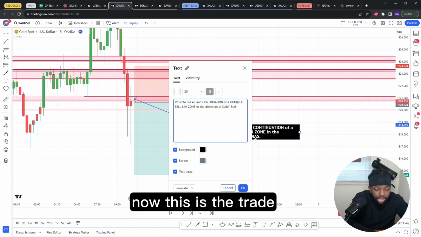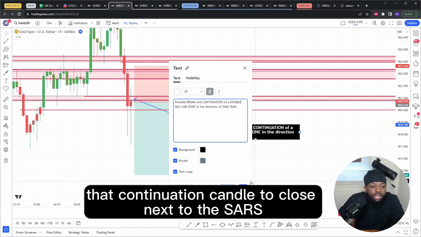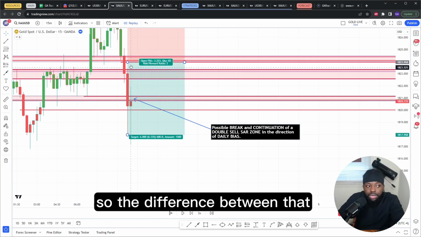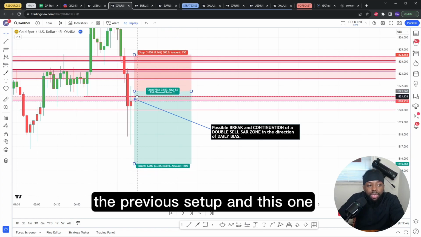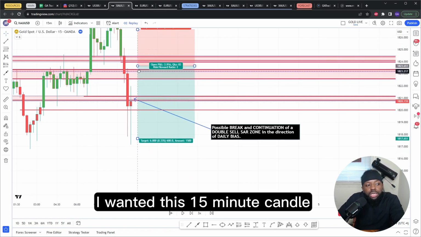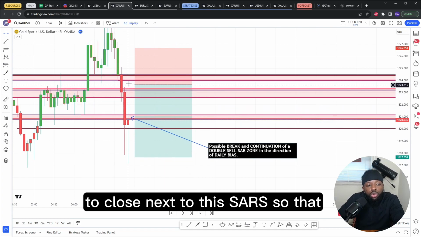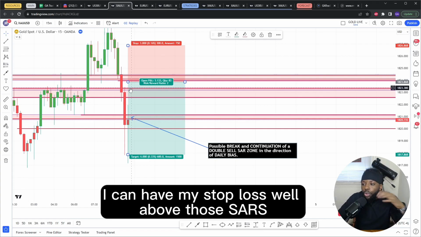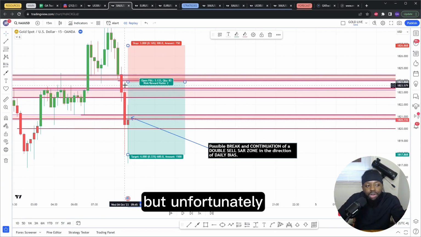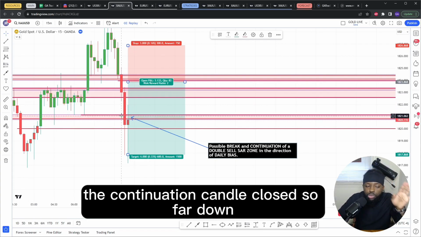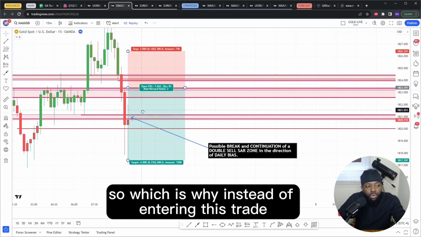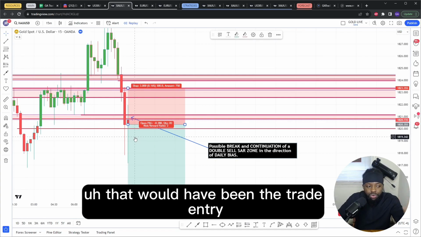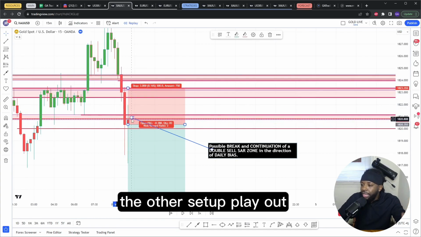Now this is the trade, and I wanted that continuation candle to close next to the SARs. The difference between the previous setup and this one is that in the previous setup I wanted this 15-minute candle to close next to this SAR so that I can have my stop loss well above those SARs and right price down. But unfortunately, the continuation candle closed so far down. So instead of entering the trade that would have been the entry for the first setup, I saw the other setup play out.